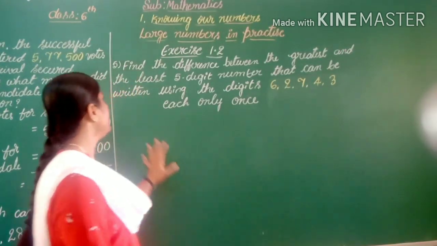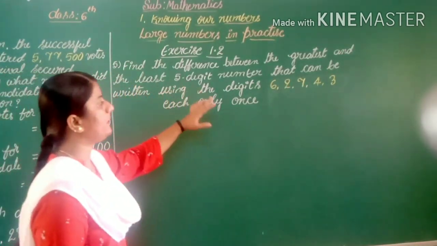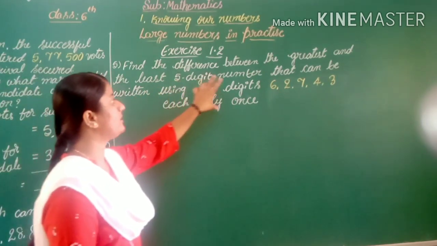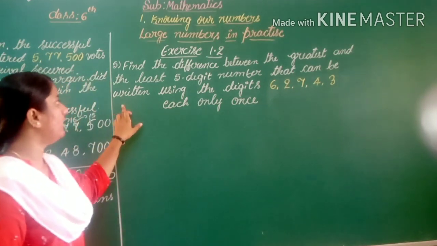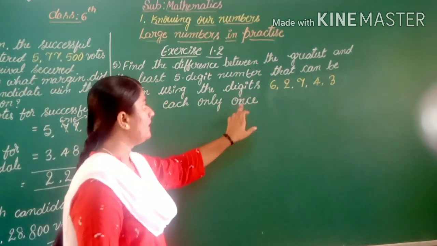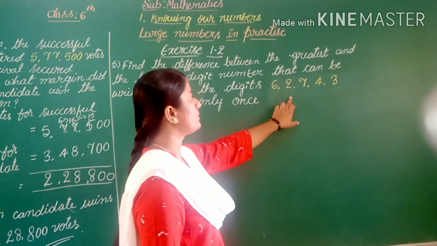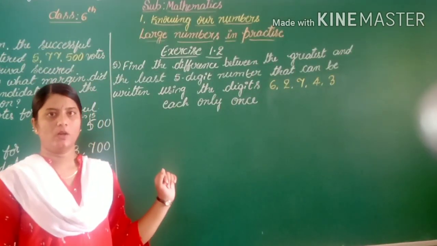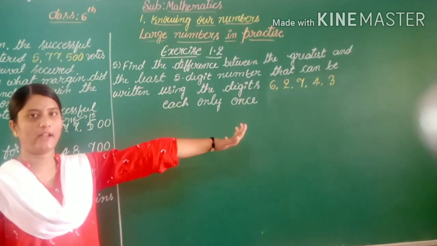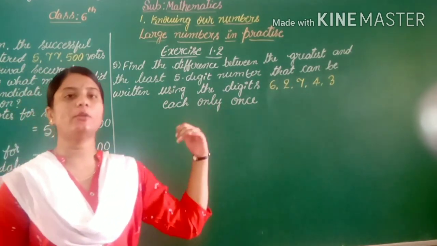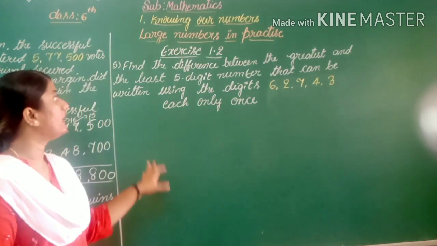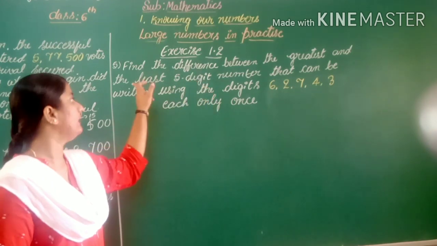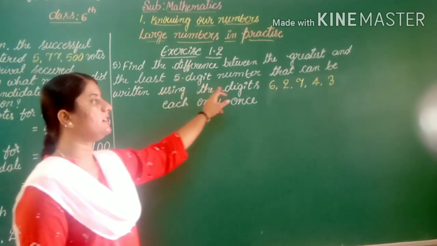Then the next problem is the fifth one. Find the difference between the greatest and the least. Least means smallest. Smallest 5-digit number that can be written using the digits. Here they are given the digits 6, 2, 7, 4, 3, each only once. So there are 5 digits. By using these digits, we have to find the difference between the greatest 5-digit number and the smallest 5-digit number.